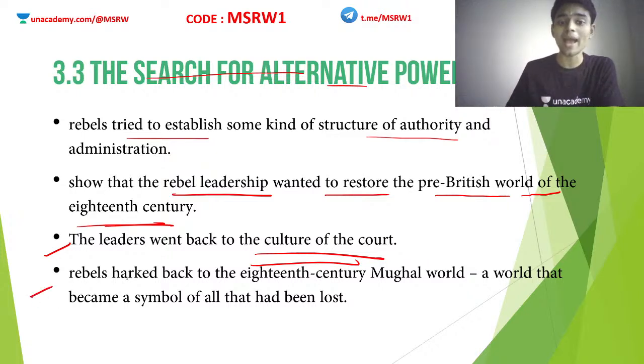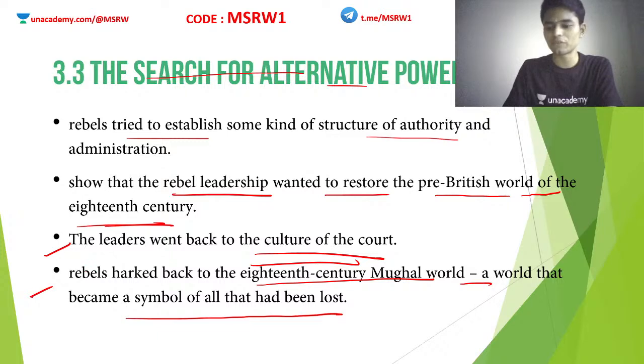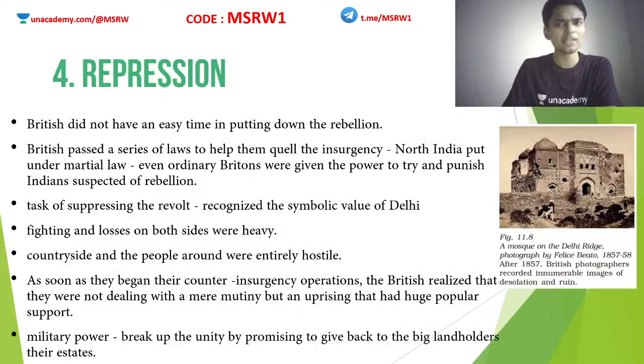The rebels harked back to the 18th century Mughal world, a world that became a symbol of all that had been lost. So the Mughal era was glorified during 1857, and rightfully so, because almost all the Indians accepted Mughals as their rulers. Although Babur was a foreigner, most of the other Mughal rulers were born and brought up in India only. So it was an Indian dynasty in essence, and people actually admired them. All sections of society had faith in the Mughal emperor as a prominent figure.